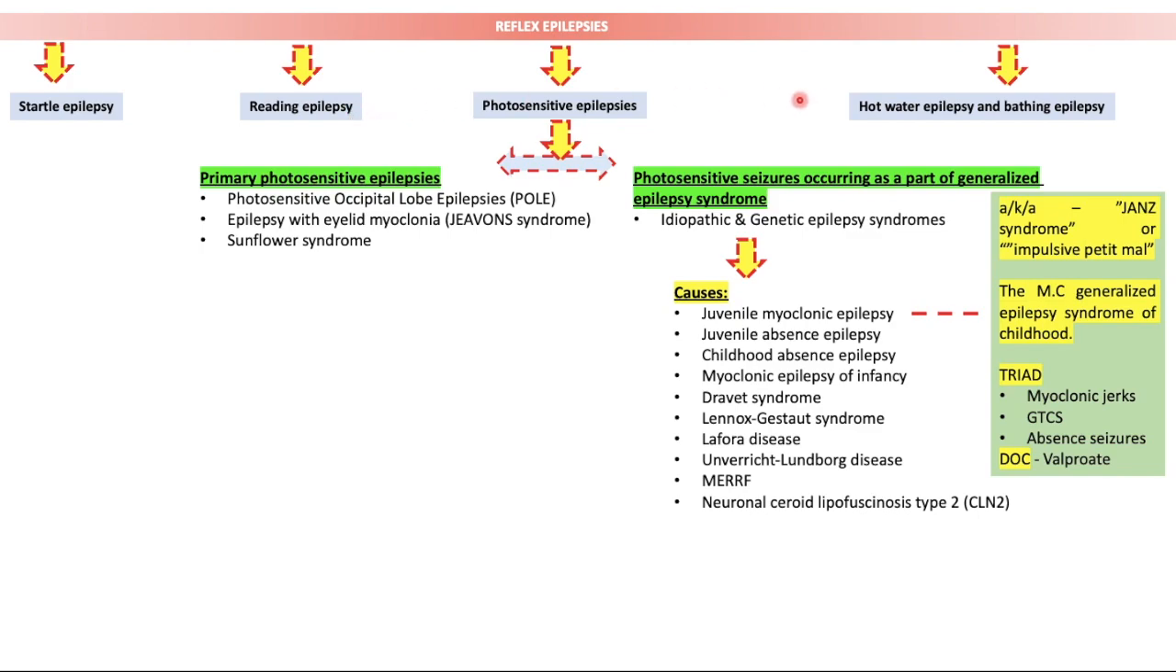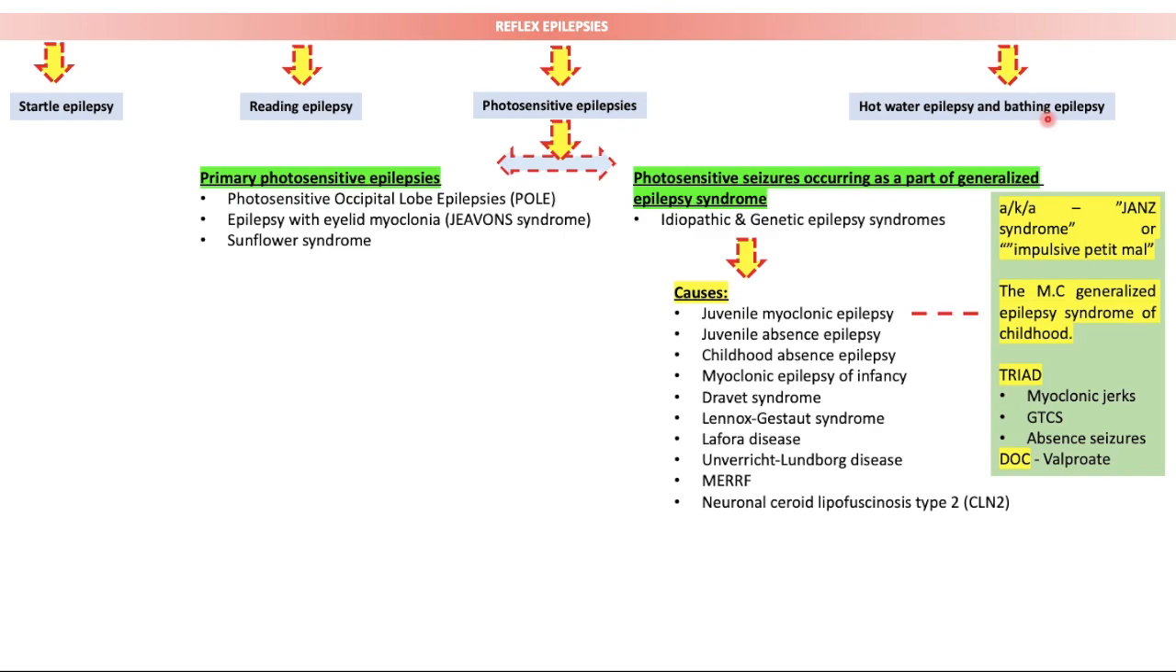Then hot water epilepsy or bathing epilepsy. Here, as the name indicates, the moment they take hot water or lukewarm water, especially a head bath, they develop seizures. Bathing epilepsy is almost similar to hot water epilepsy, but in bathing epilepsy, in addition to loss of awareness, they can have associated autonomic symptoms. That's the only difference between the two. The best way to manage is to ask them to avoid head baths with hot or lukewarm water, or, if they still have this epilepsy, you can advise them to take clobazam 5 to 10 milligrams 1 hour or 1.5 hours before taking a bath.